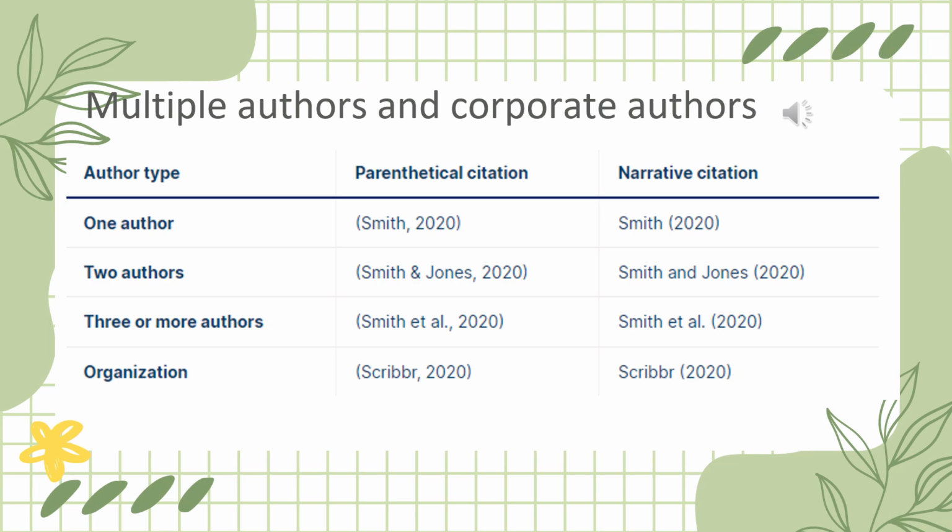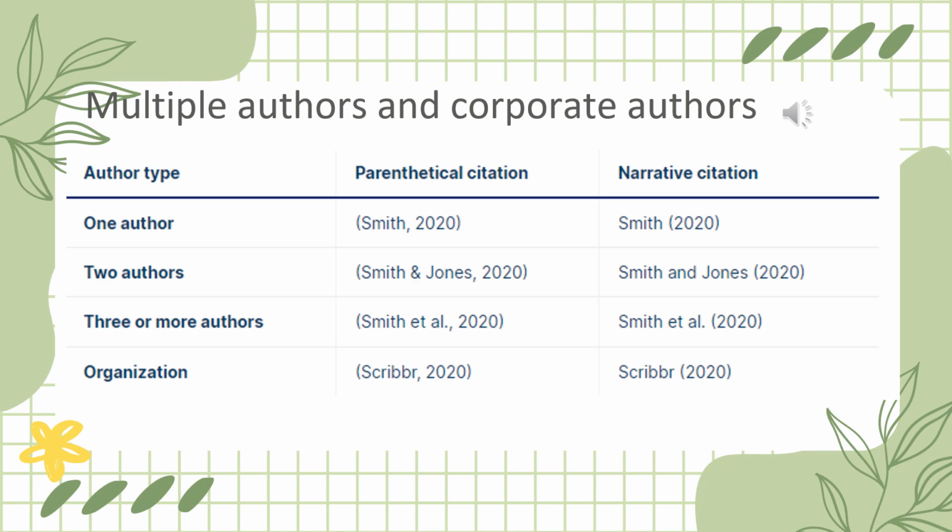Now, how about two authors? When citing two authors in parenthetical citation, you have to include both authors' last names with an ampersand between them, followed by the year. So we have the example, Smith, ampersand, Jones, 2020 inside of the parenthesis. Now, how about in narrative citation? You're going to write both authors' last names separated by the word and, followed by the year in parentheses. So we have Smith and Jones (2020).